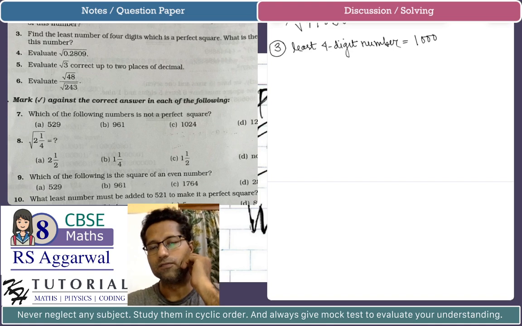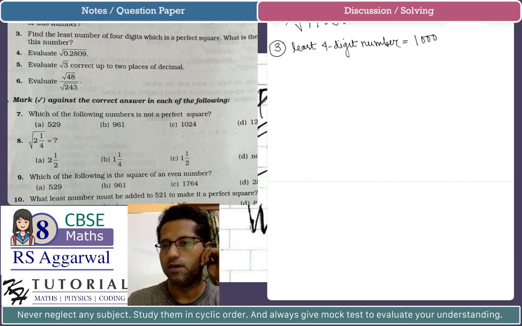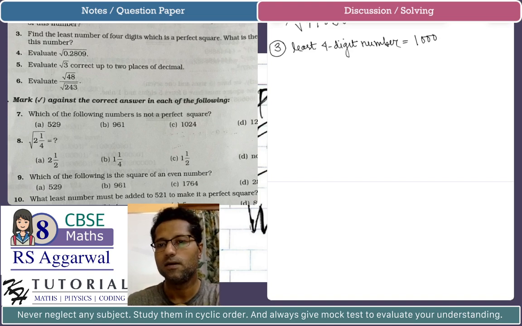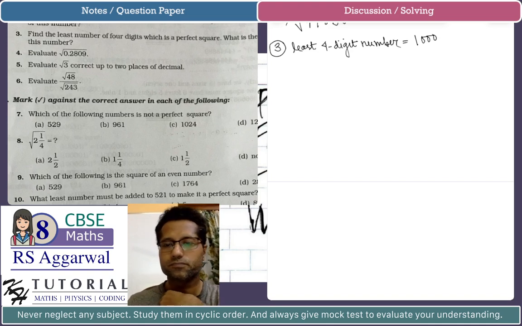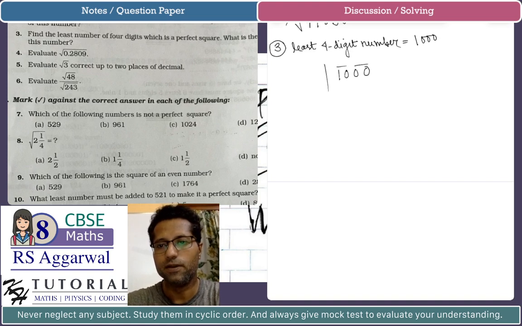Now we have to find the least 4 digit number which is a perfect square. We know that 1000 is not a perfect square. So either we have to add something or subtract something to get the nearest perfect square. We cannot subtract anything from 1000 because then the number will become 3 digit. We definitely have to add something to 1000 so that the number will be a perfect square. Now we have to find the square root of 1000. So for 1000, we mark the periods and do the long division.